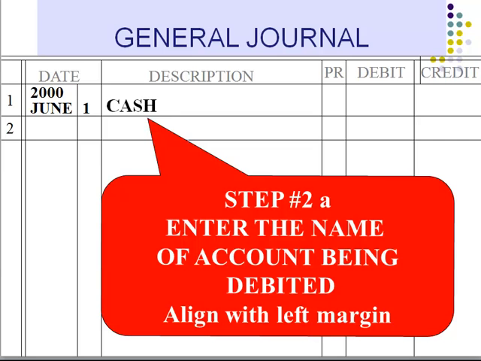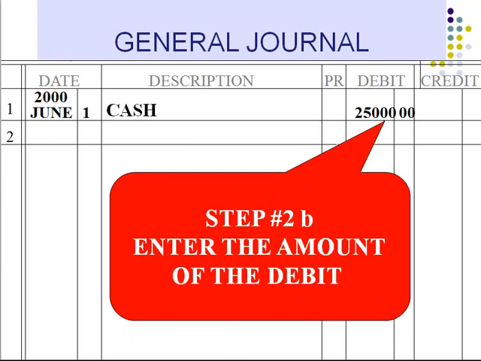Debits always come before credits when you're entering information into the general journal. Again, debits always come before credits when you enter the information to the general journal. So you always want to list your debits first. So cash is the account that we're going to debit. So we're going to write that in the description, far left aligned here. Then we're going to put down $25,000, which is what we were doing to the cash account.